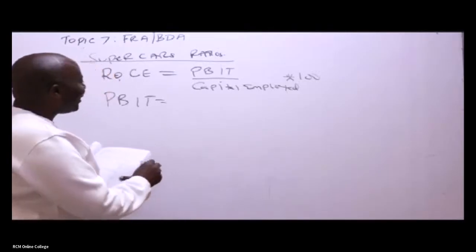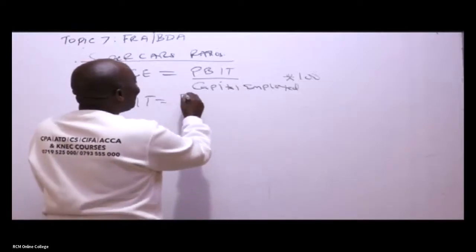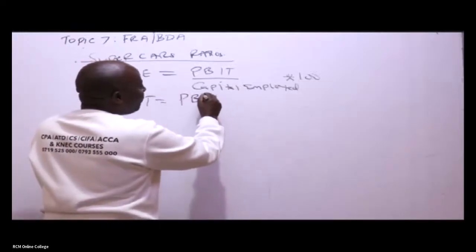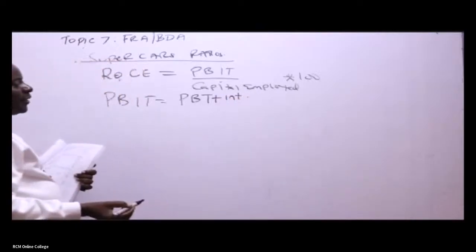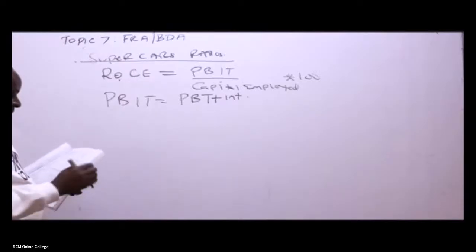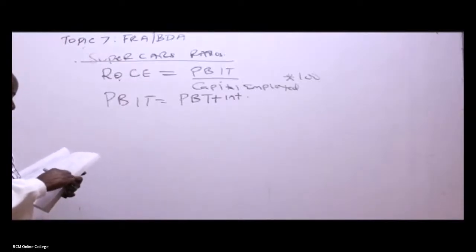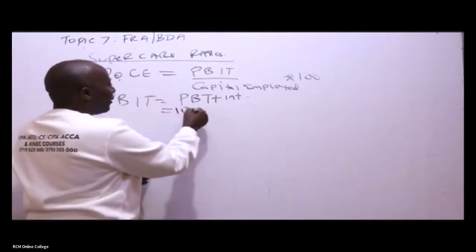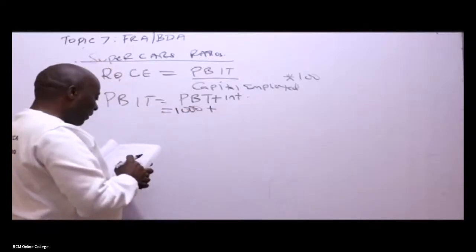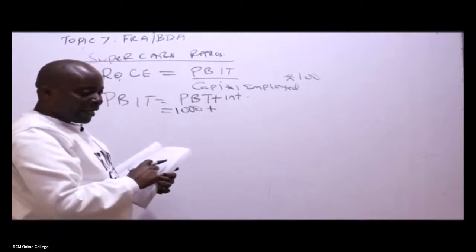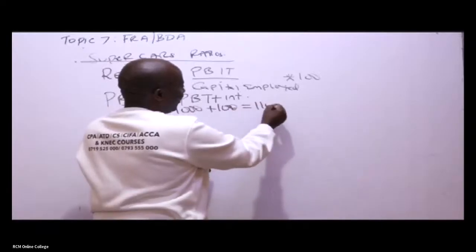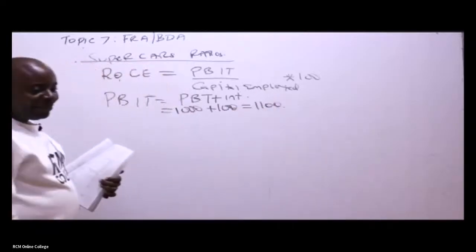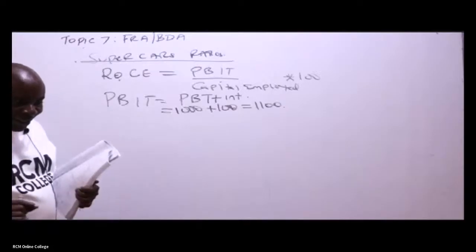Whatever they have given me is PBT. So when they give me PBT, I must add back interest, because what Irene is giving me there, 1,000, is profit before tax. So it is 1,000 plus interest. Interest is how much? Are you able to see the finance cost? 100. So Irene, I believe you'll never forget this now. Is that okay? I believe now these are sunk permanently.